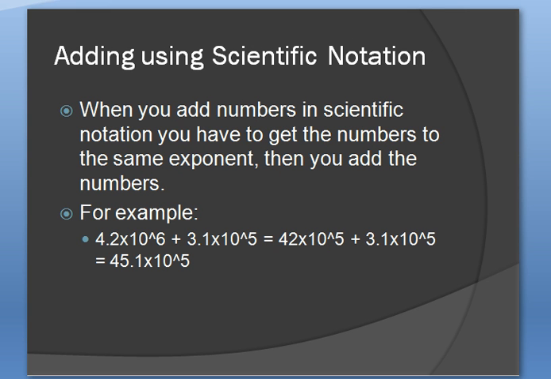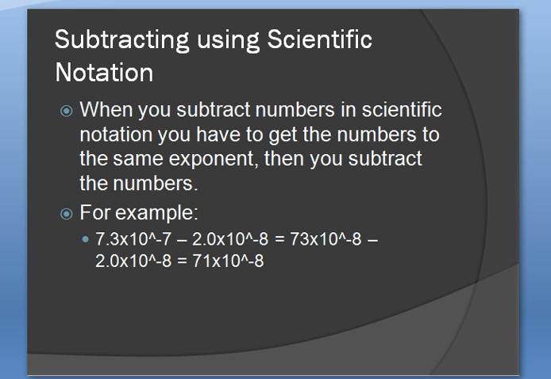When you add, you have to get the same exponent in both numbers. So in this case, I made 4.2 times 10 to the 6th into 42 times 10 to the 5th, so that both numbers would have a 10 to the 5th. And then you add the numbers. Subtracting numbers is the same thing, but instead of adding the numbers, you subtract the numbers, like this.